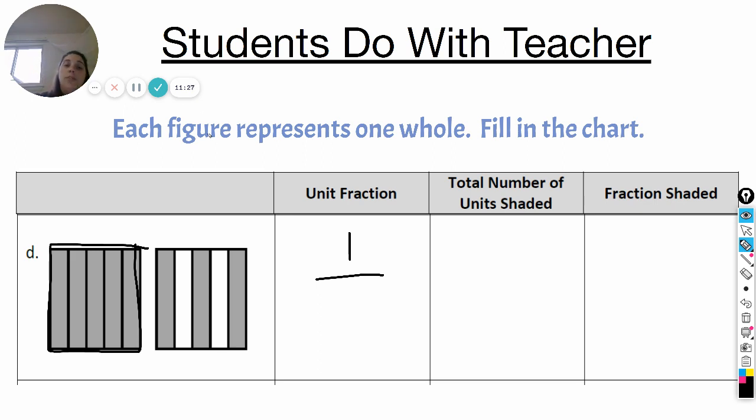Okay, so the unit fraction is how much one piece represents. You can see our fraction shape over here is broken into 1, 2, 3, 4, 5 pieces. So your unit fraction should be 1/5, because our shape is broken into fifths.